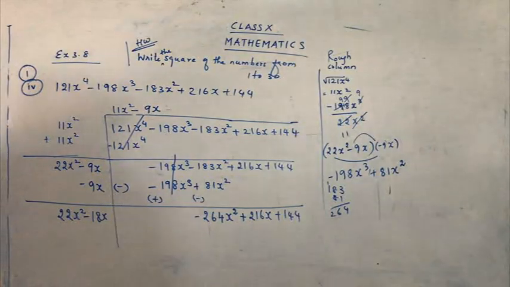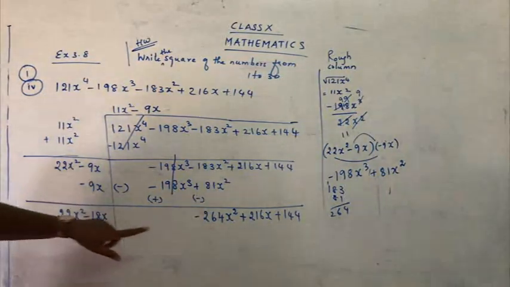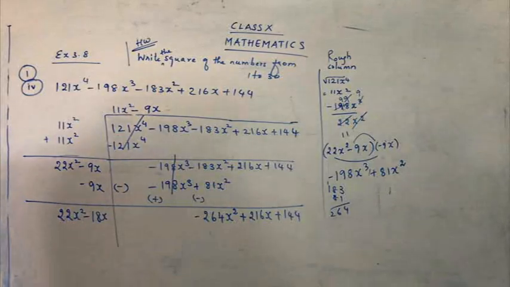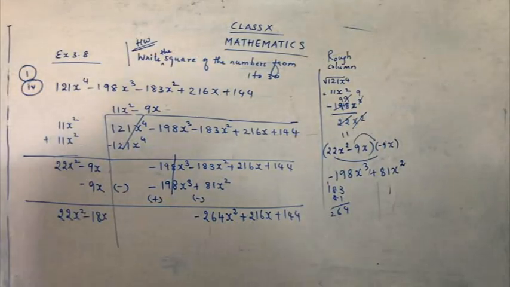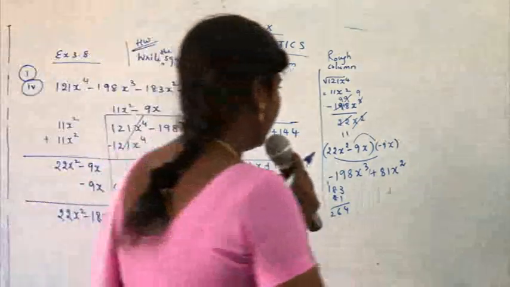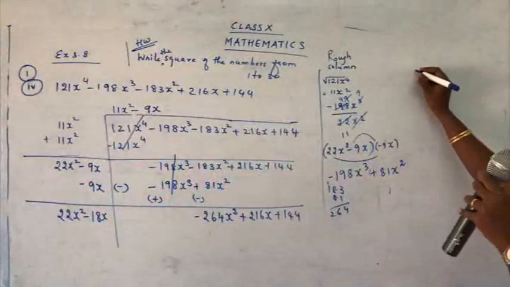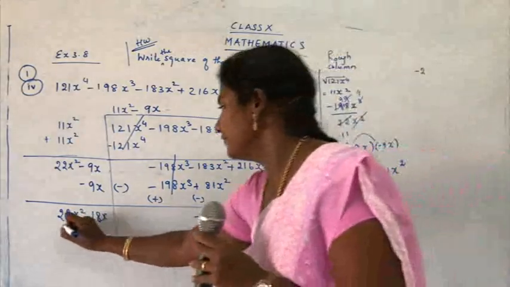Again for the third step, you are going to follow the second step. So you have to take the first term and the first term. What is the first term here? 264 along with the negative sign. So it's minus 264x square upon 22x square. Let's do the division. See the first term and the first term. Okay, student, first term.